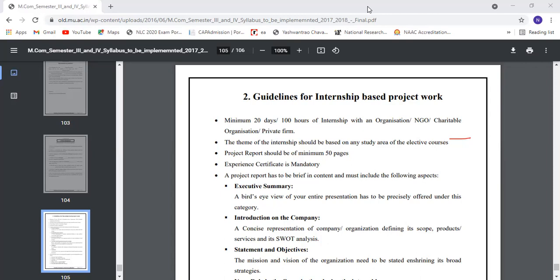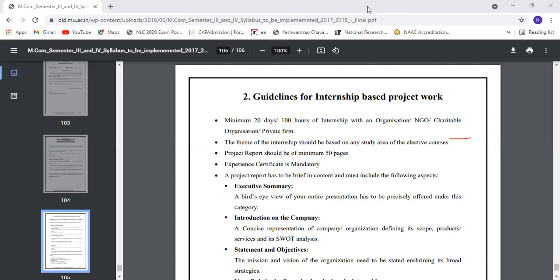Project report should be a minimum of 50 pages. In the case of an internship, the project report is reduced to 50 pages. There's no question, the experience certificate is mandatory. If you work in an organization and have their certificate, that means you have to provide it, because when you work there during the internship and have the experience certificate, that is a part of your research project.